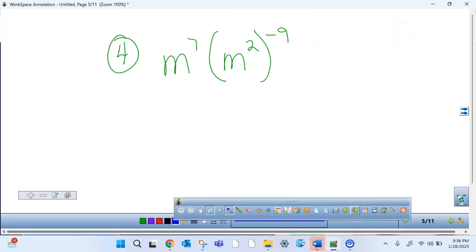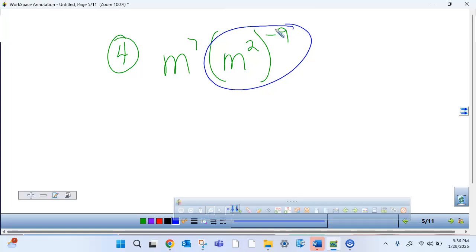Number 4, you have m to the power of 7 times m to the power of 2, which is raised to the power of negative 9. You need to take care of the powers before you multiply. So you have to do this portion first. m to the power of 2 to the power of negative 9 is m to the power of negative 18, which means m to the power of 18 is in a denominator. It gets reciprocated. m to the power of 7 does not reciprocate. So you end up with a division.